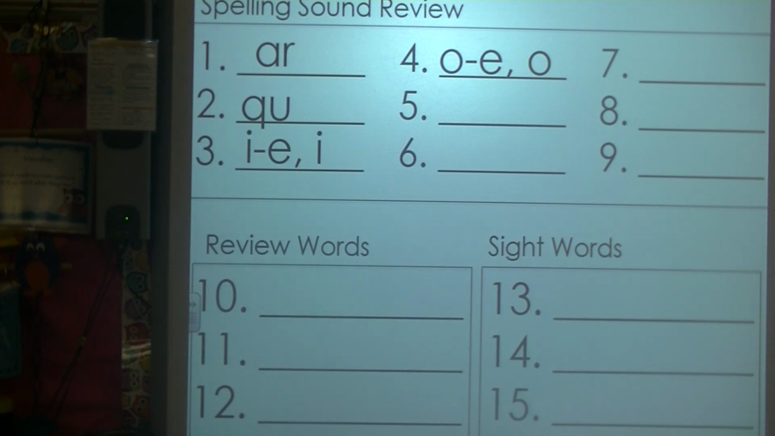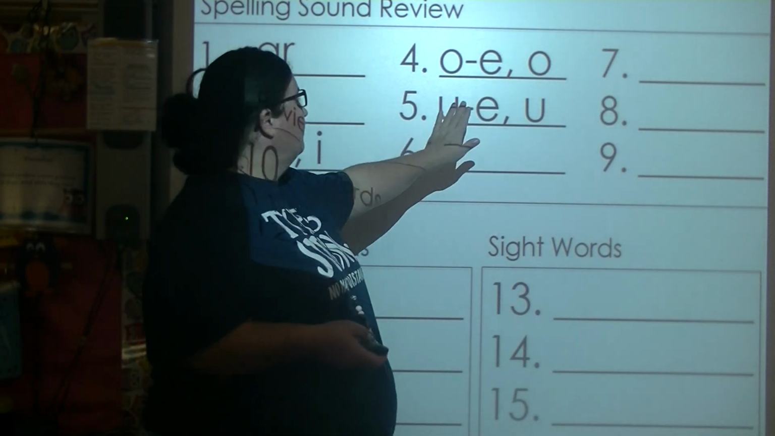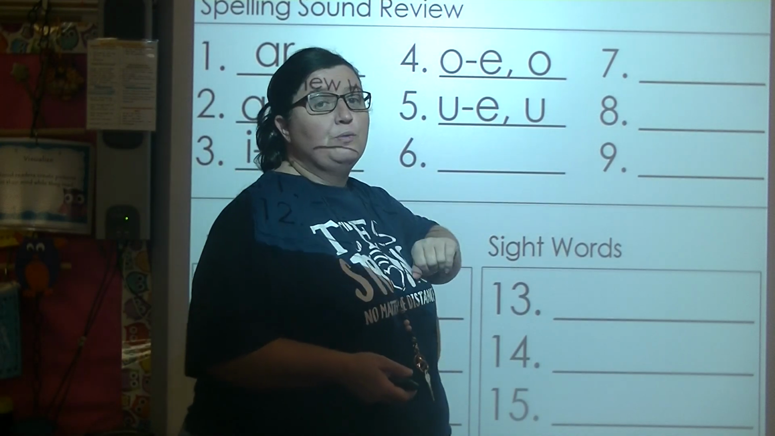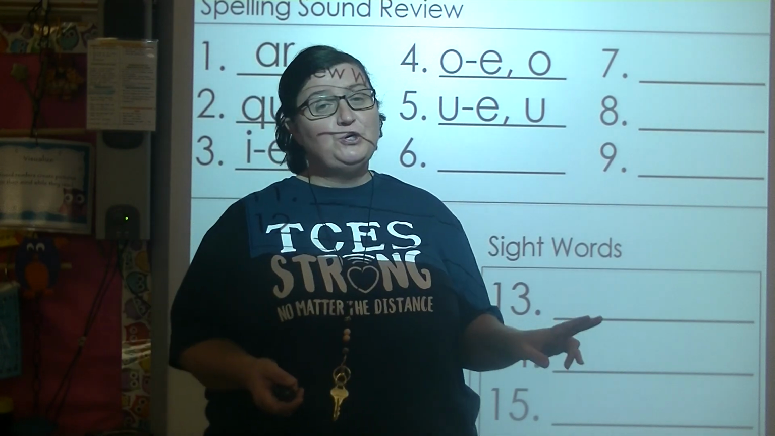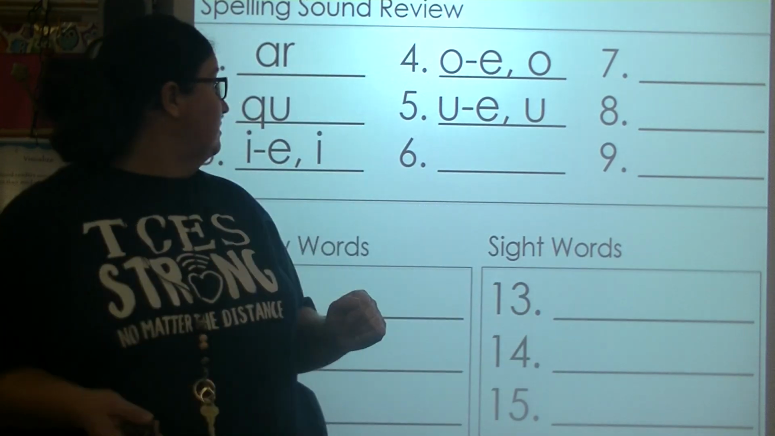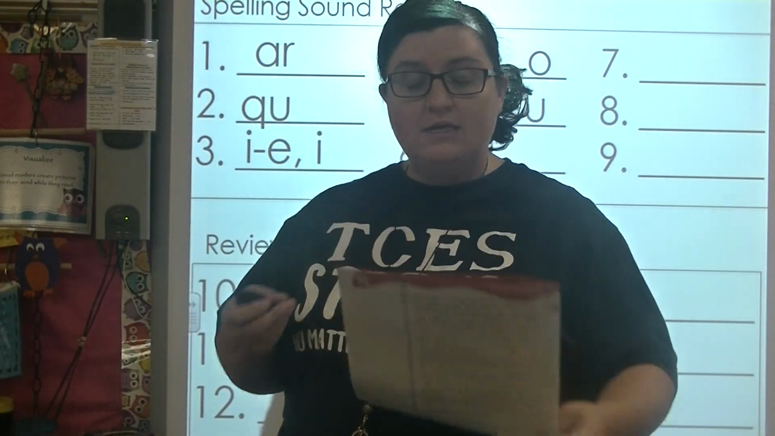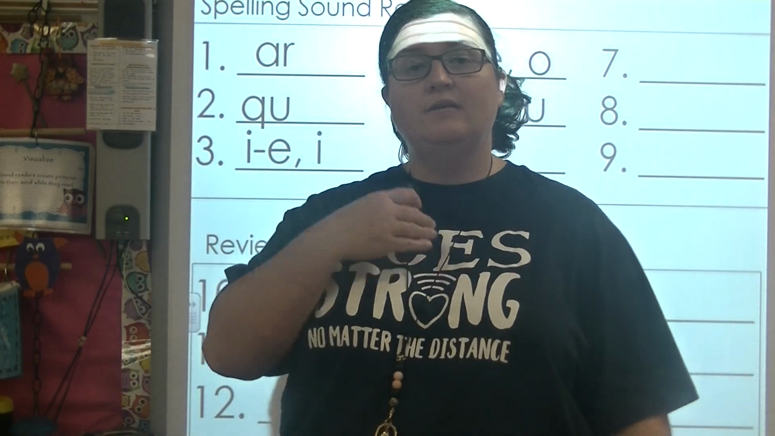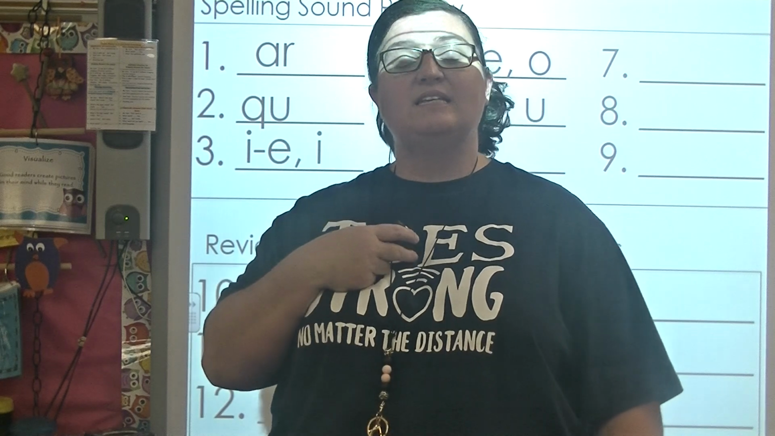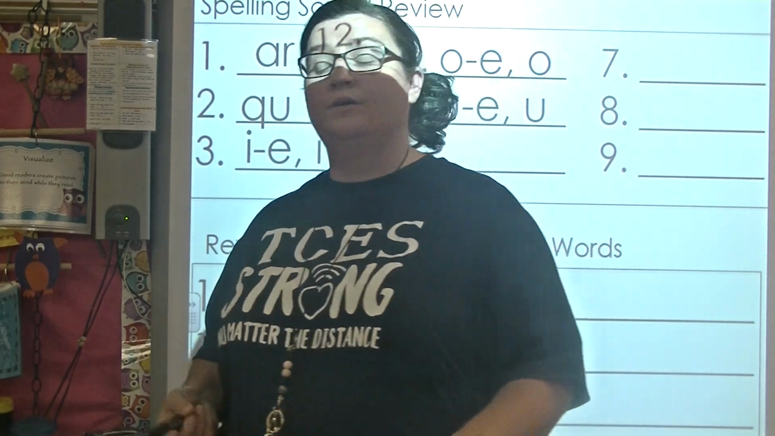All right, you should have U consonant E and U with a macron. Both make the U sound. Number 6, E. Yes, E. Write it.